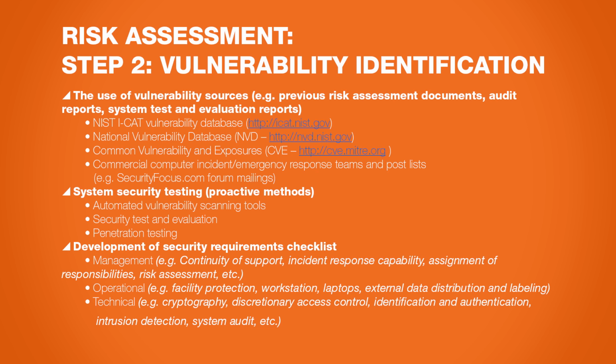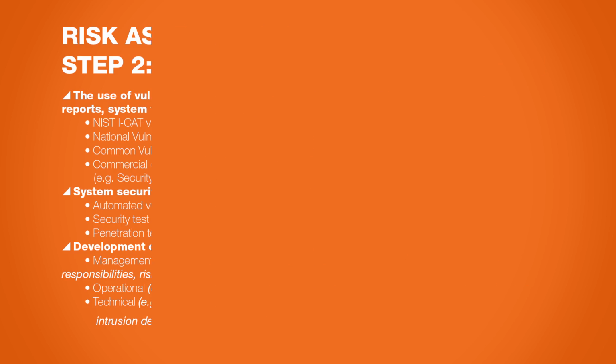There are 3 categories of a security requirement checklist. First is management-related checklists, such as continuity of support, incident response capability, assignment of responsibilities, and risk assessment. Second, operational-related checklists, like facility protection, workstation, laptops, external data distribution, and labeling. Third, technical checklists, such as cryptography, discretionary access control, identification, authentication, and intrusion detection.